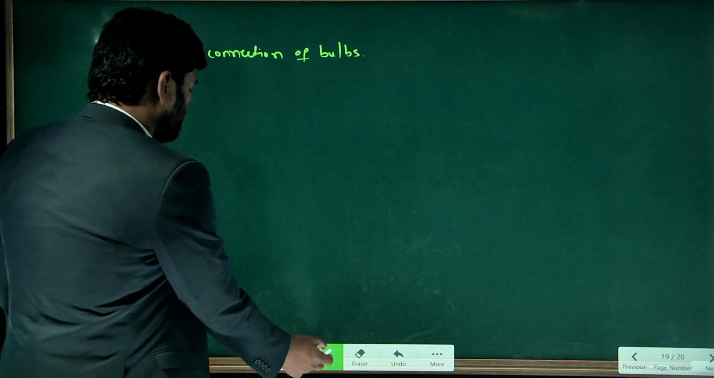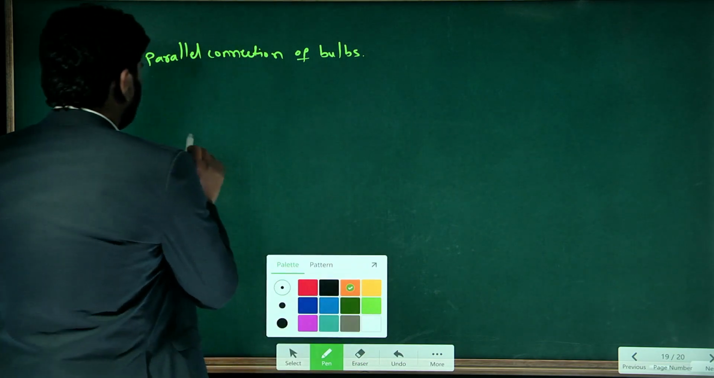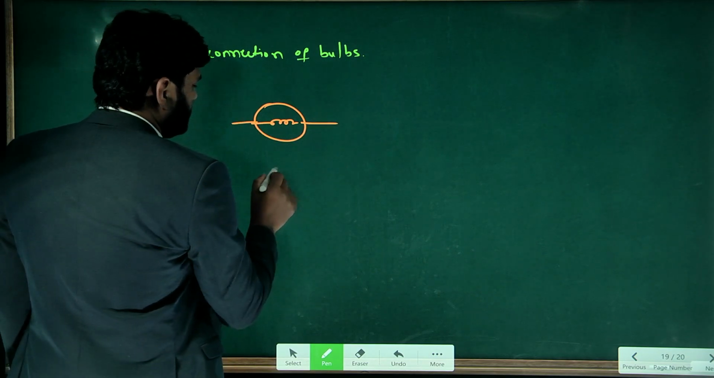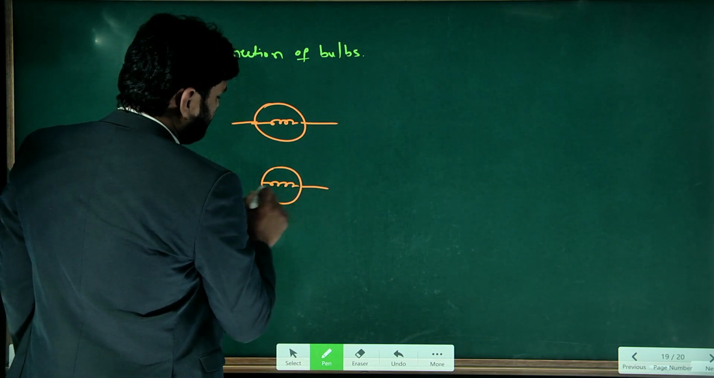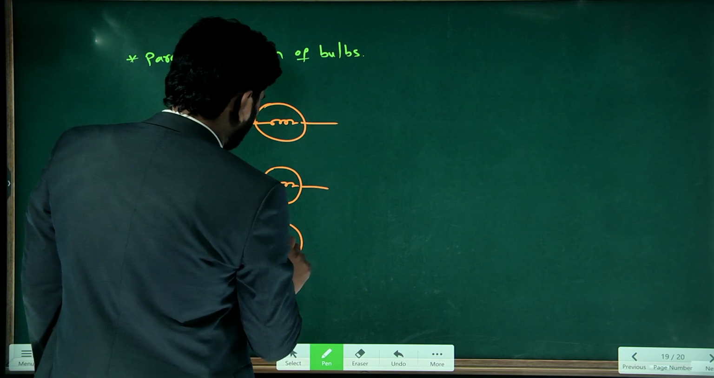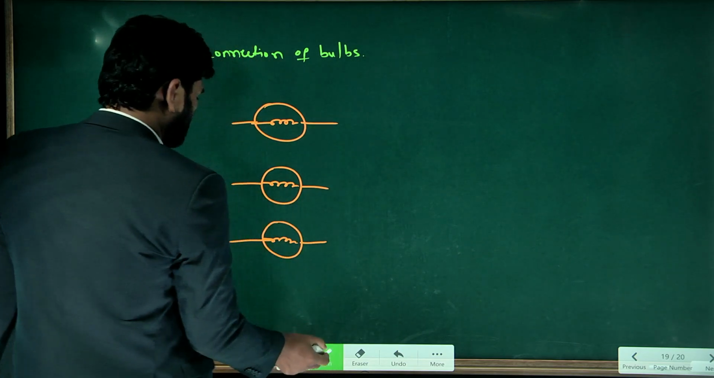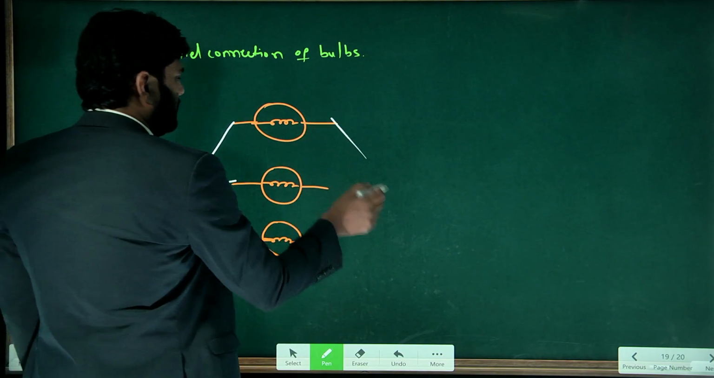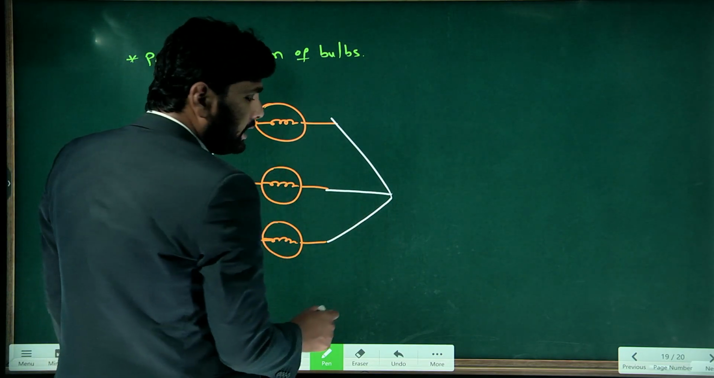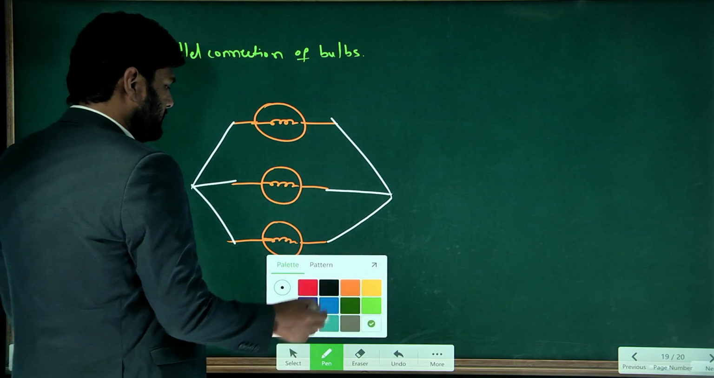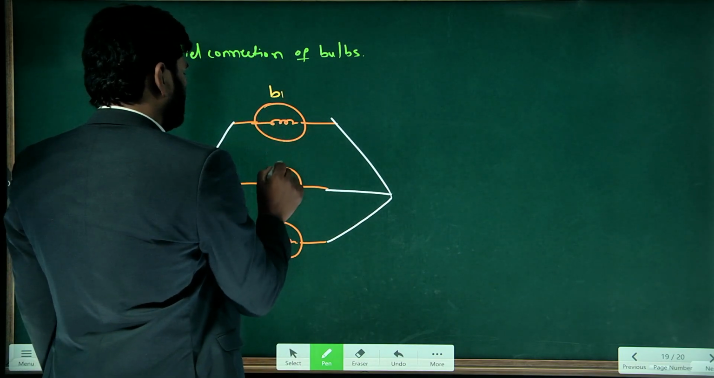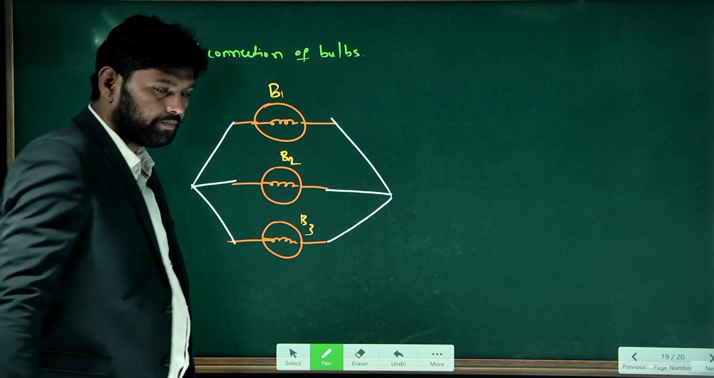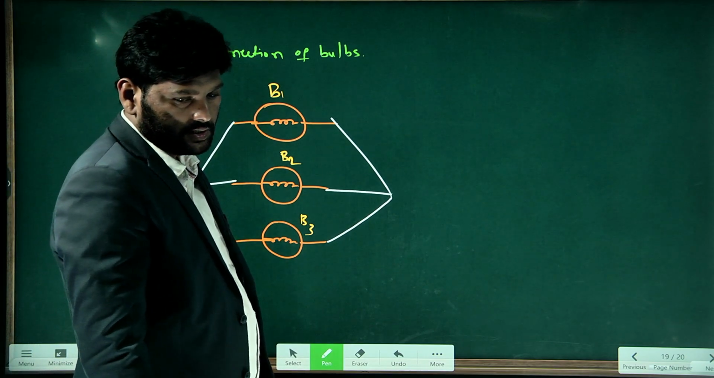Now, what is the parallel connection of the bulbs? Let me take three bulbs here. This is bulb 1, this is bulb 2, and this is bulb 3. This is the way we have three bulbs. The first terminals of all bulbs are connected at one point, and the other terminals at another point. This type of connection is known as parallel connection. Here, what is the advantage of this connection?